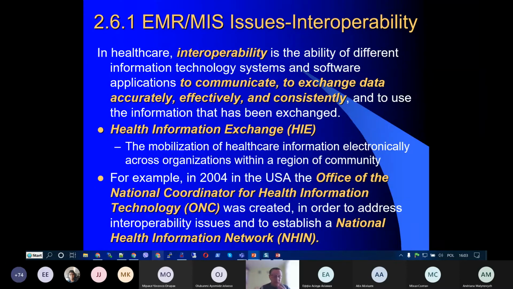And if we talk about the implementation of a medical information system, it's important to mention one critical feature, which is interoperability, or the ability of different information technology systems and software applications to communicate and exchange data effectively and consistently. So if you talk about practical implementation of the previously mentioned three levels of integration, we will be talking about interoperability of such a system.